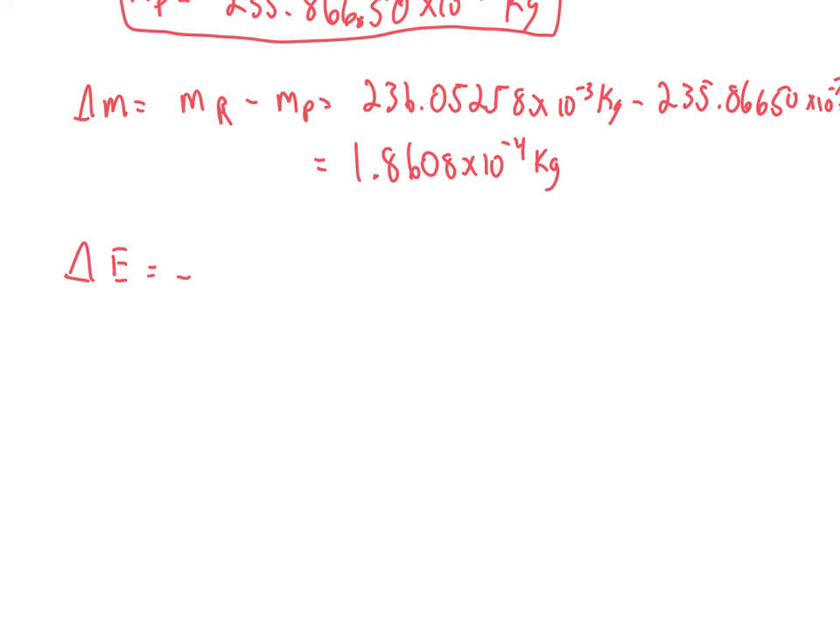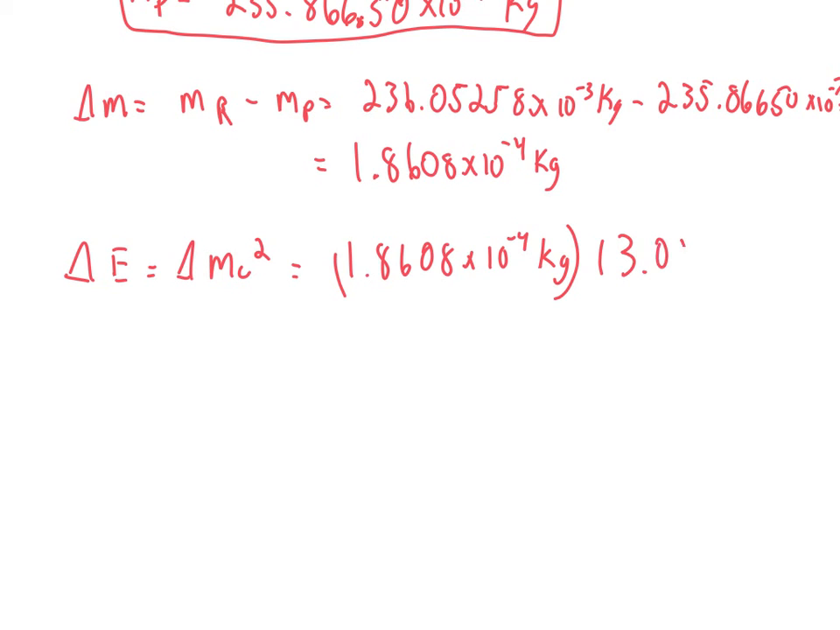So our delta E is going to equal our delta M c squared, which is going to equal our delta M, which is 1.8608 times 10 to the negative 4 kilograms. And we are going to be multiplying that by the speed of light, which is 3.00 times 10 to the 8 meters per second, and that is squared. So you notice the units here end up being kilogram meter squared per second squared, which is the same thing as a joule. And how many joules do we end up with? A lot. 1.67 times 10 to the 13 joules of energy.